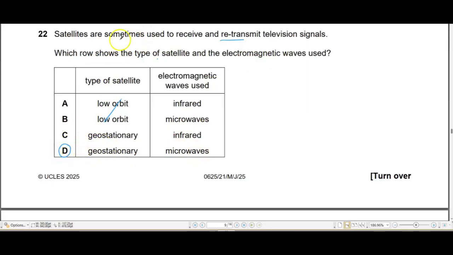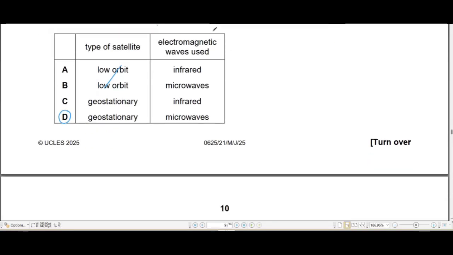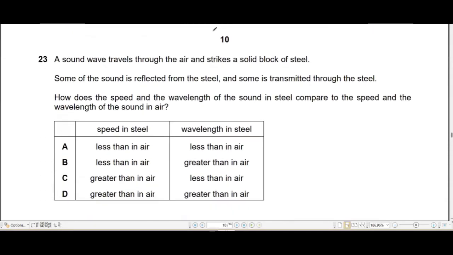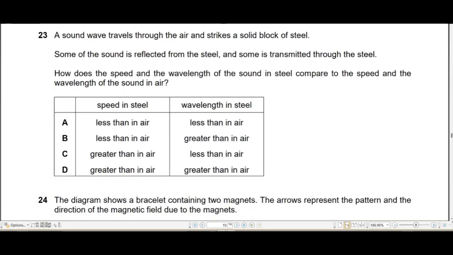This topic has been recently added to your syllabus, and now I am seeing questions that are coming from it. So do this topic as well.